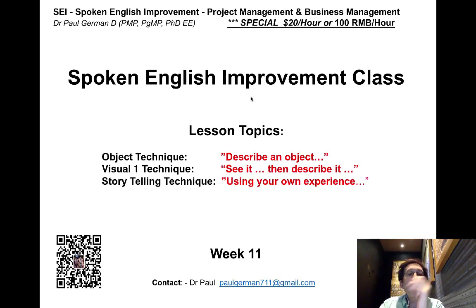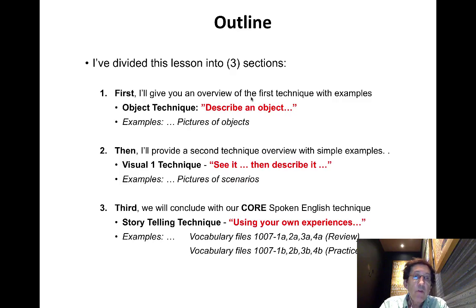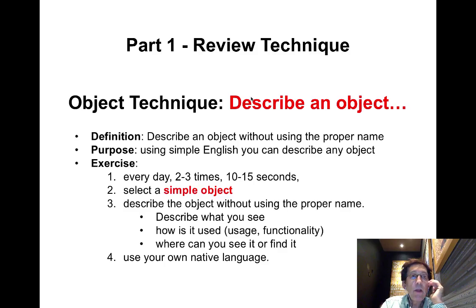Okay, so we're gonna cover three techniques: the object, the visual one, and storytelling. The first page, page 2, just describes that we're going to do the technique and the examples, do the second technique, examples, and then do storytelling and lots of examples.